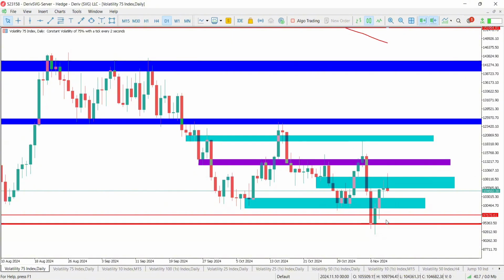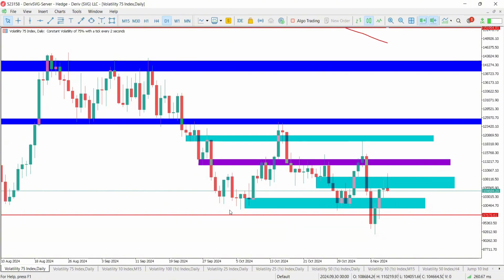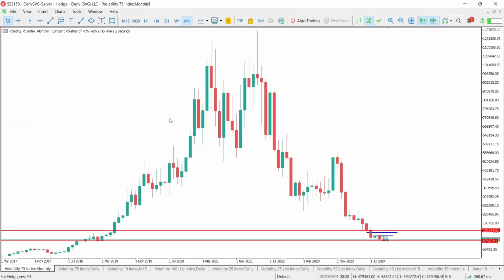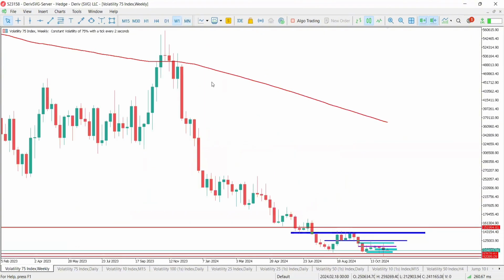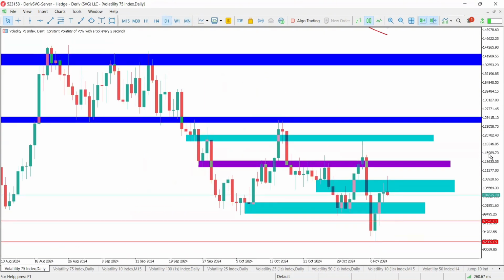Now, remember these red levels are levels that we marked in the monthly time frame. Maybe just delete this. Levels we marked in the monthly time frame. You can see this is the monthly time frame I'm talking about. I can also put another level just below it here. Okay, these are the levels I'm talking about. When you go to daily, you will see them here where the market is tapping.